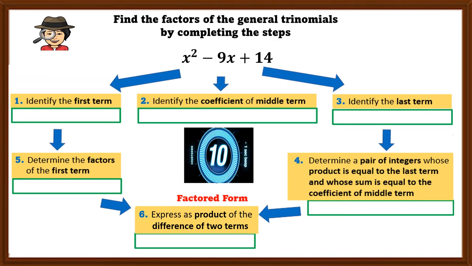Now let's test your understanding. You are going to find the factors of the general trinomial by completing the steps. The given is x squared minus 9x plus 14. You only have 10 seconds to answer. Ready? Go.